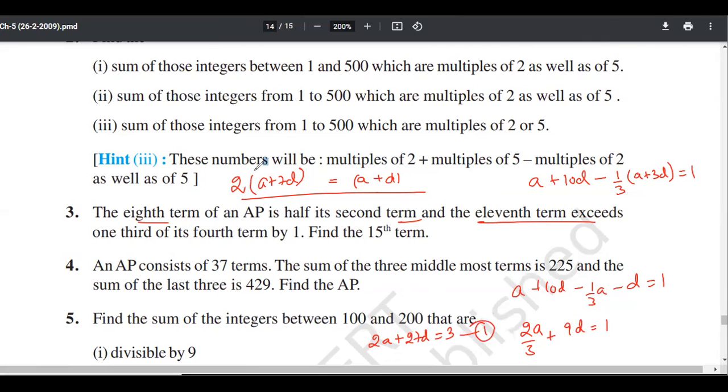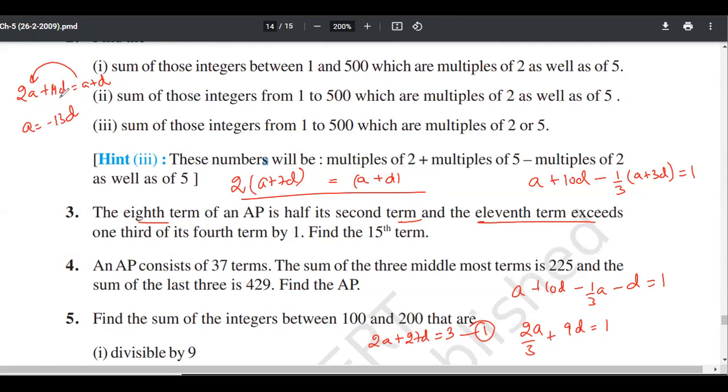Another equation is 2A plus 14D is equal to A plus D. So A will get cancelled out, and this D will go to that side. You'll get A is equal to minus 13D. Okay, got it? Yes, sir. Now putting this value of A is equal to minus 13D.